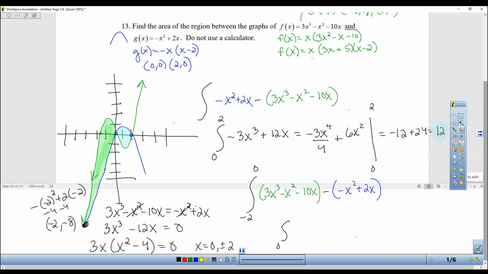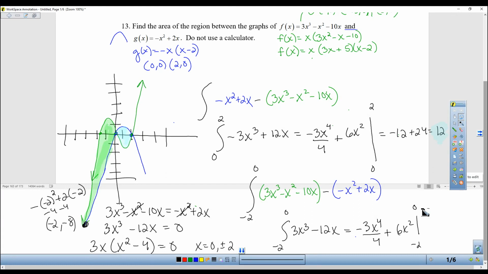Oops, negative 2 is on the bottom. Negative 2 to 0. So sure enough, 3x cubed in descending order. This becomes plus, which cancels. This becomes negative, which is minus 12x. So it is the same as this one, but times negative 1. So if I can trust that I did the integral right the first time, then I can just reuse my answer, 6x squared, this time from negative 2 to 0.